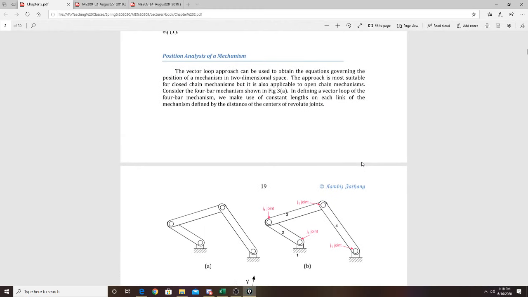So right here, we're moving on to position analysis of a mechanism. It says the vector loop approach can be used to obtain the equations governing the position of a mechanism in two-dimensional space. The approach is most suitable for closed chain mechanisms, but is also applicable to open chain mechanisms. Consider the 4-bar mechanism shown below. In defining a vector loop of the 4-bar mechanism, we must make use of constant links on each link of the mechanism defined by the distance of the centers of the revolute joints. So, this is how you do it.